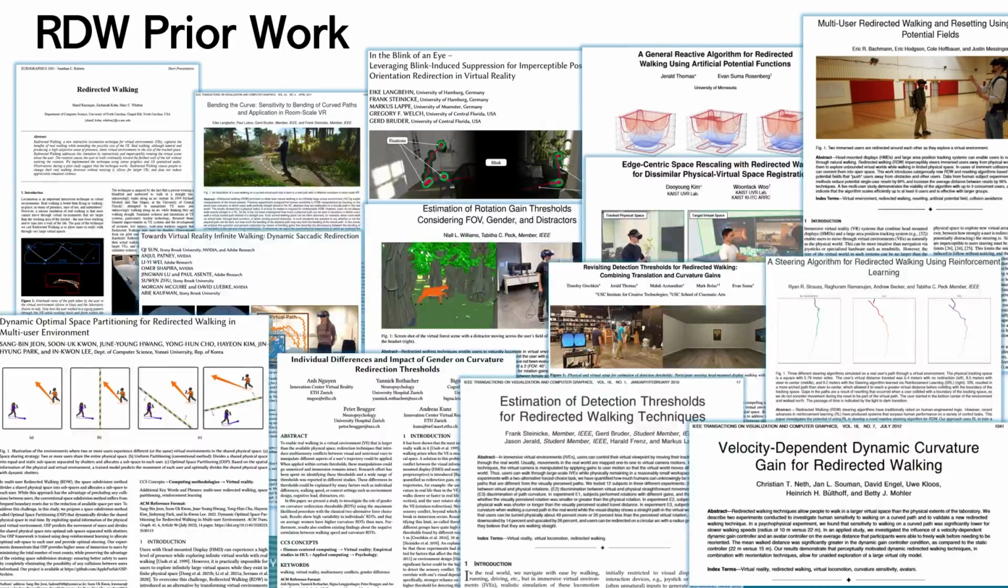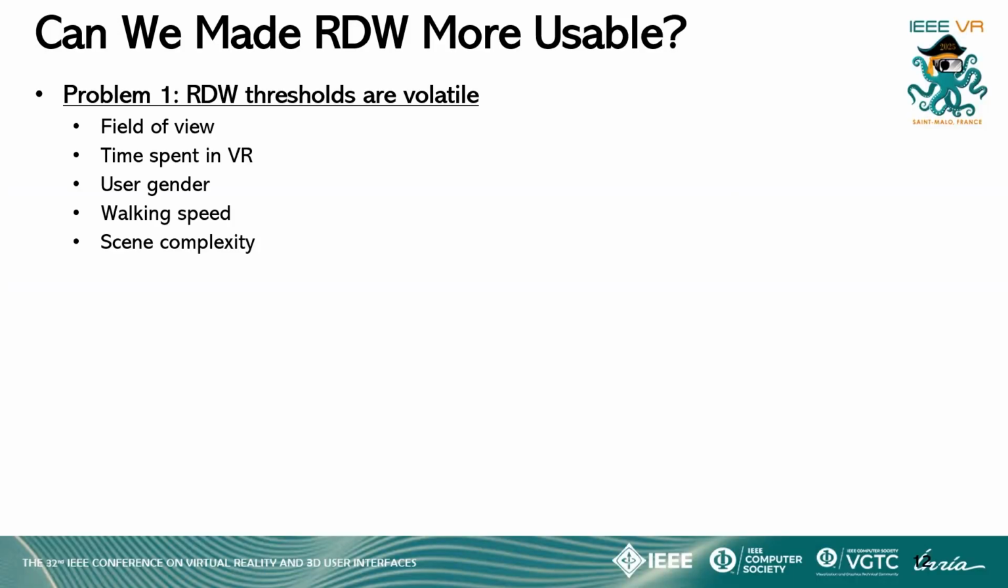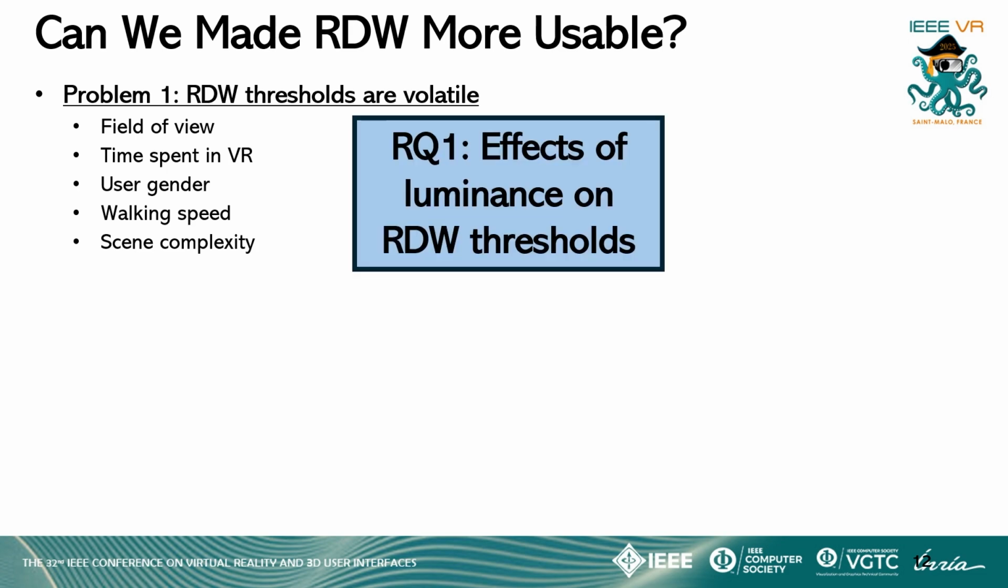A lot of great work on redirected walking has been done over the years. While I don't have time to cover all of these works, there are a few takeaways we can learn from them. First, we know that redirection thresholds are volatile. A user's sensitivity to redirection depends on field of view, time spent in VR, user gender, walking speed, environment complexity, and more. This brings us to our first research question. Motivated by the advent of high dynamic range VR displays, we studied whether display luminance has an effect on redirection thresholds.